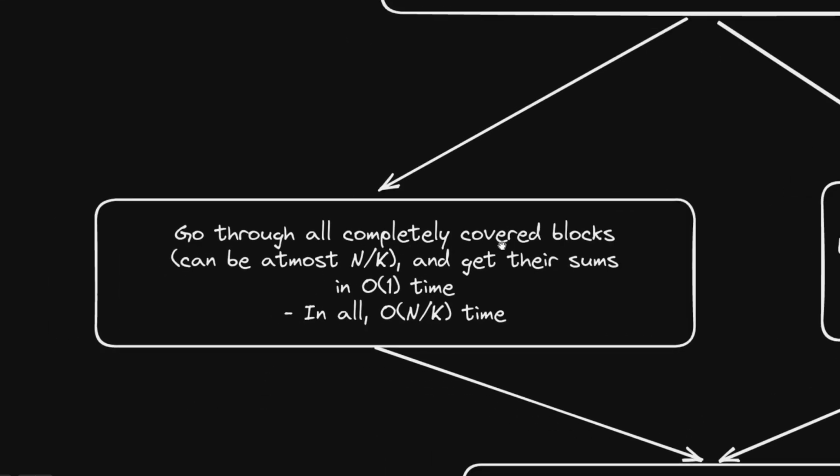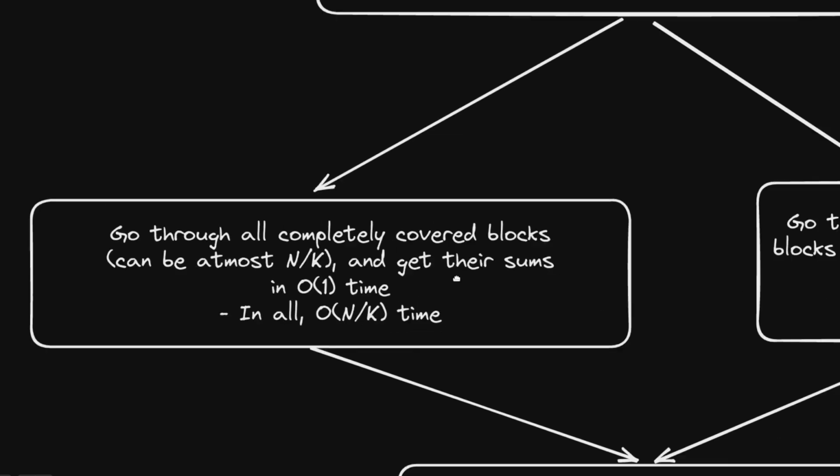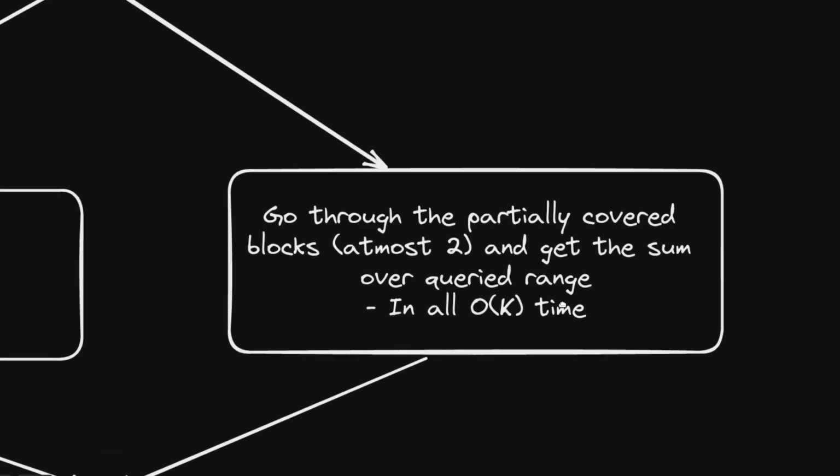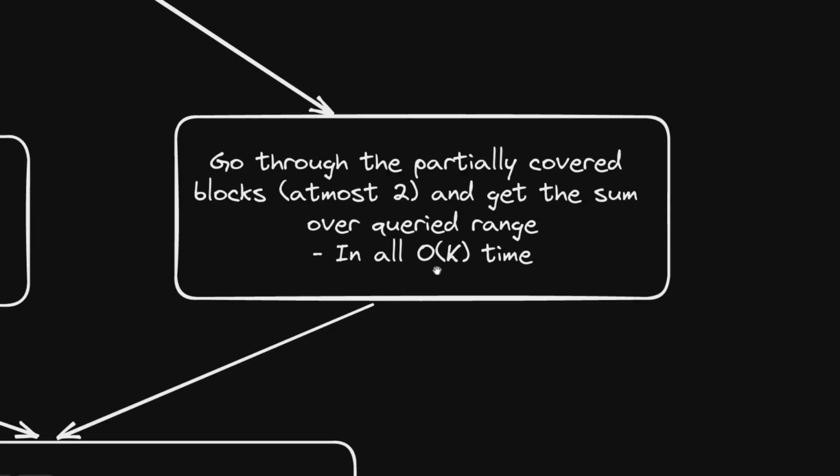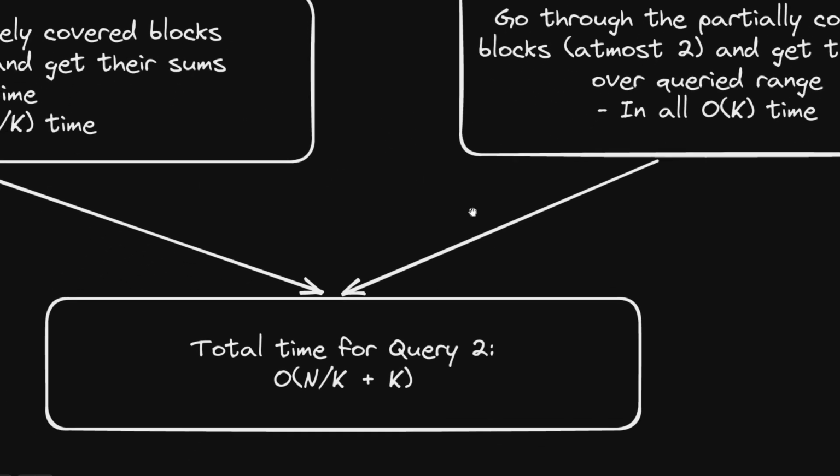If you are going through all the completely covered blocks, there can be at most n by k, right? Because we are dividing the array into blocks of size k, there can be n by k blocks, and in the worst case we need to go through all the blocks, and each block will give sum in constant time. So in all, order n by k time. For partially covered blocks, there can be at most 2 for a given query, and we can acquire the sum in order k time as we saw earlier.